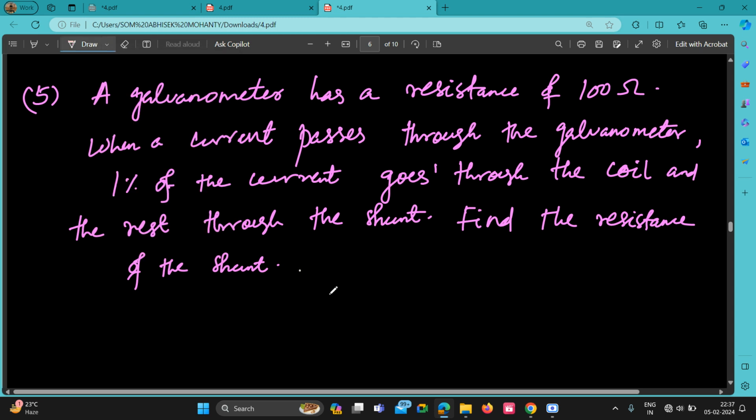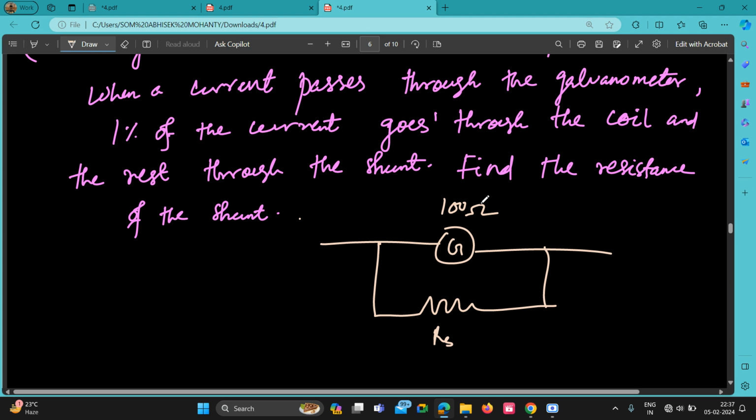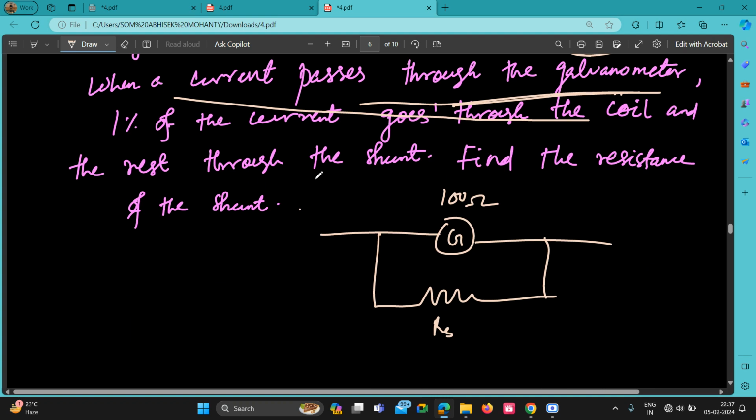Right. See, this is a galvanometer, and parallel to the galvanometer is your shunt resistance RS. The galvanometer resistance is 100 ohm. When a current passes through the galvanometer, 1% of the current goes through the coil, the rest through the shunt. That means 1 by 100 goes through this one.